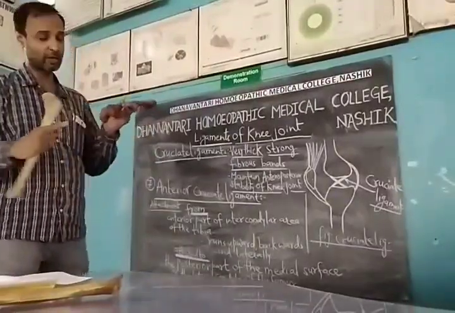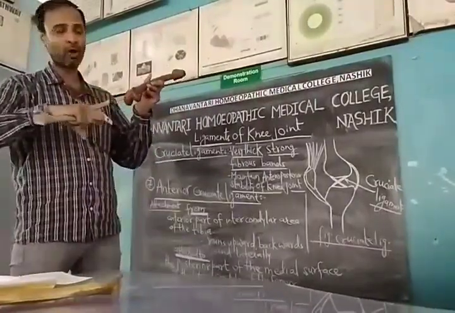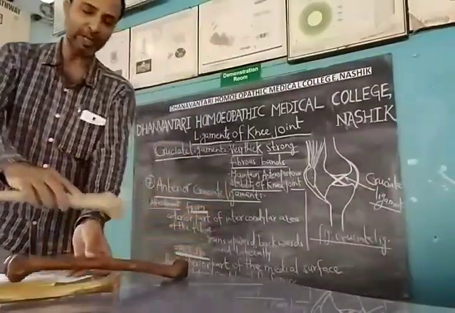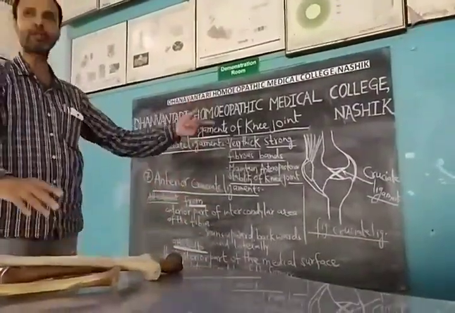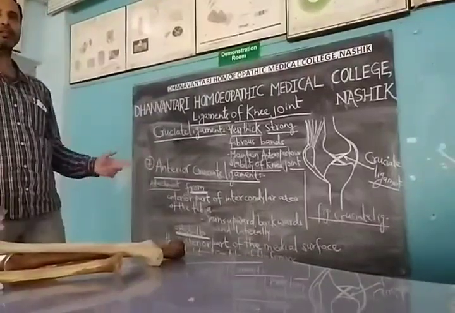So that's very important. This way it goes crossing obliquely. So this is about this attachment, and the opposite one, its counterpart, we will see next: the posterior cruciate ligament.